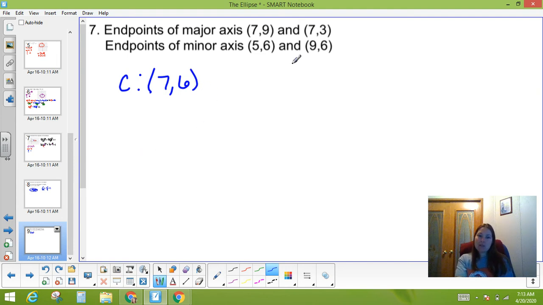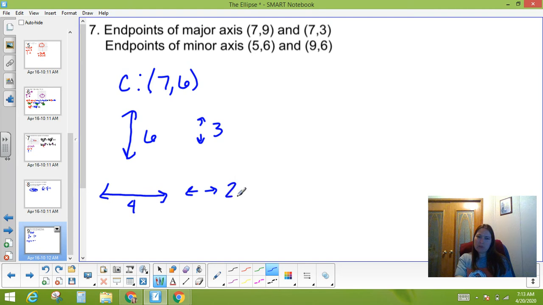All right, so then we know that the y values change from 9 to 3. So that means that this whole vertical distance is 6, which means we went up and down 3. We know that the x's changed from 5 to 9, which means the whole distance here to here is 4, which means the amount that we went left and right was 2.